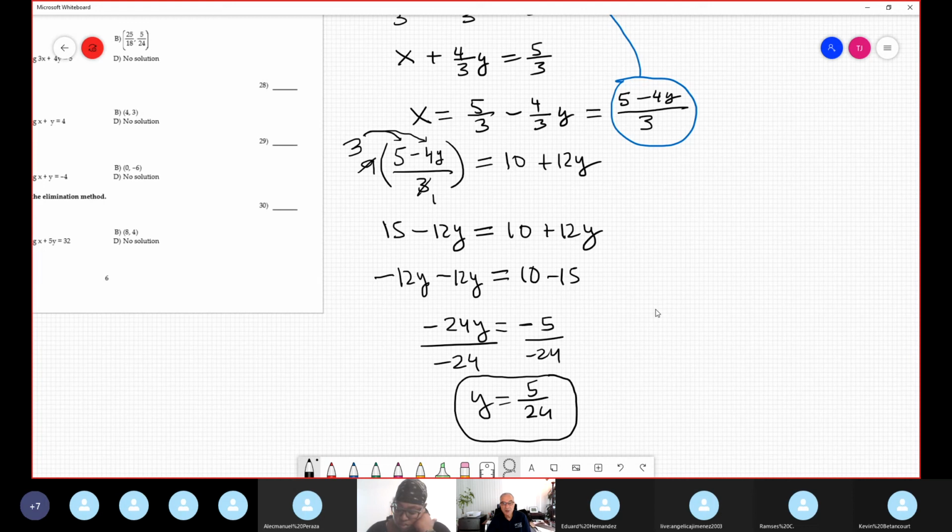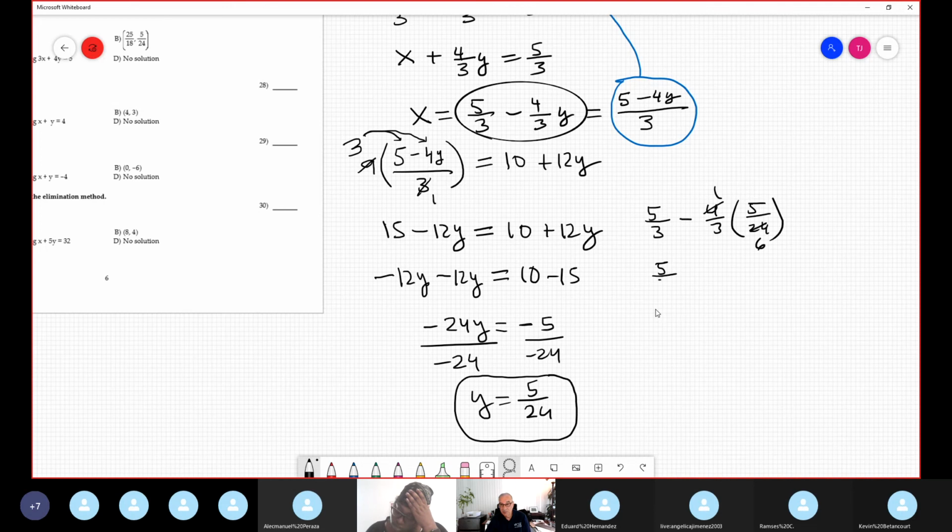Okay, if you want to find the x value, you take, for example, here, in this expression, 5 over 3 minus 4 over 3 times 5 over 24. Well, I can simplify a little bit. 24 divided by 4 is 6, and 4 divided by 4 is 1.